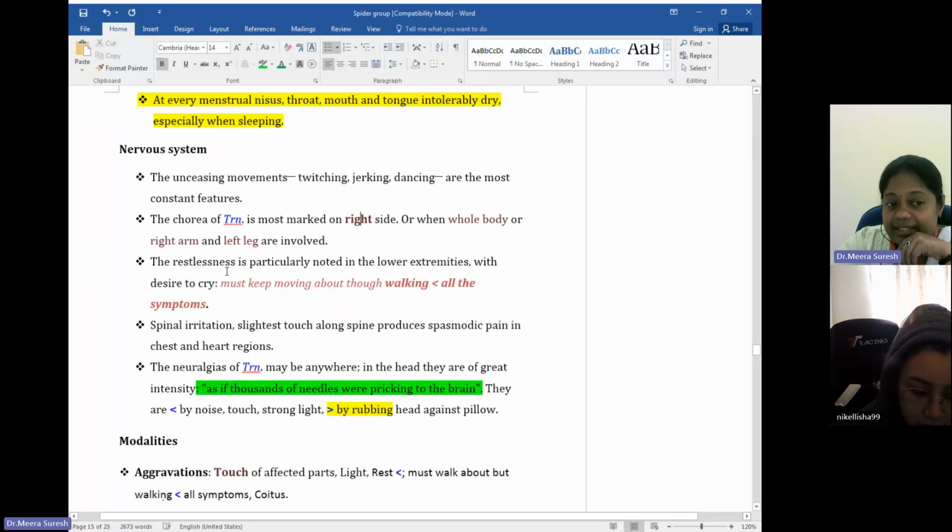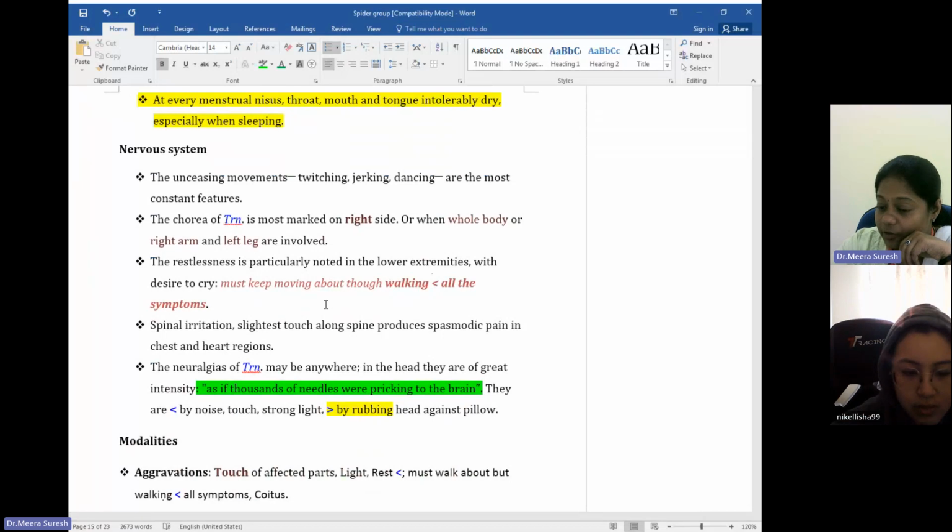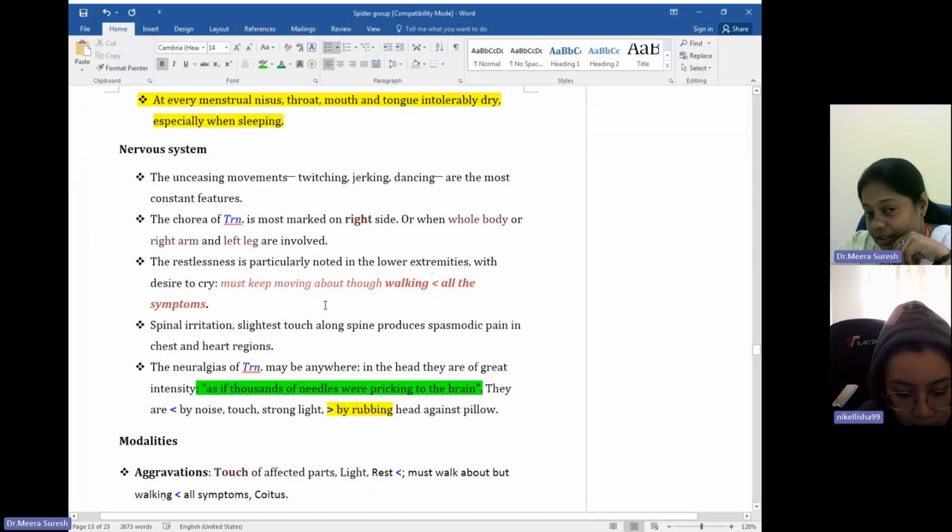Then there will be this restlessness or that choreic movement, which is more manifested in the lower extremities. And rest is aggravation for that person, and the person wants to move about. But this moving can aggravate all the symptoms. So just imagine the situation of that patient. They're having high restlessness, especially in the lower limbs, and rest is aggravating them. So they are not able to sit or lie somewhere. They have to get up and walk. And when they are walking, the symptoms are still aggravated. So imagine the situation, whether they will sit or they will walk.